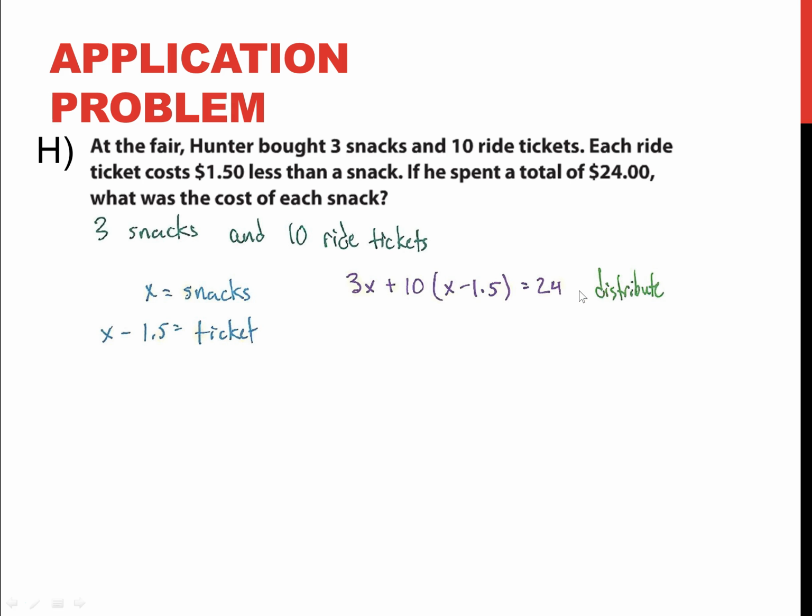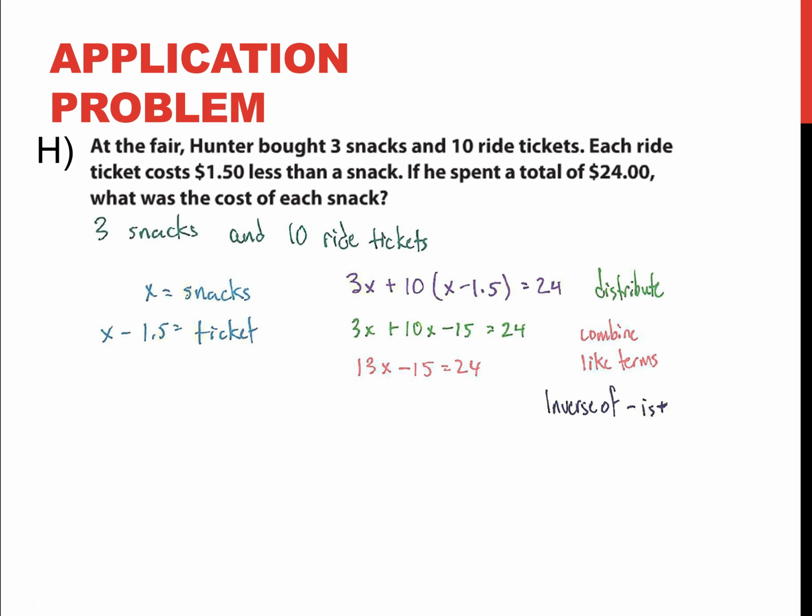So I've got to distribute. I'm going to distribute that 10. That gives me 3x plus 10x minus 15 equals 24. I have the same variable on the same side, so I've got to combine like terms. That 3x plus 10x gives me 13x minus 15 equals 24.